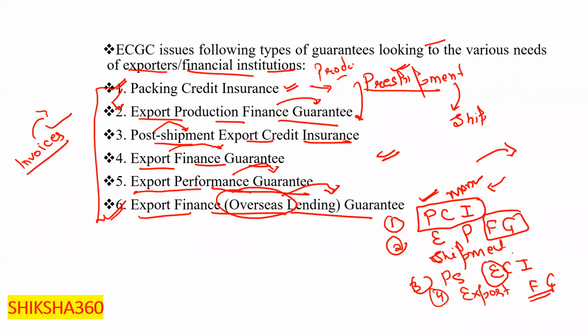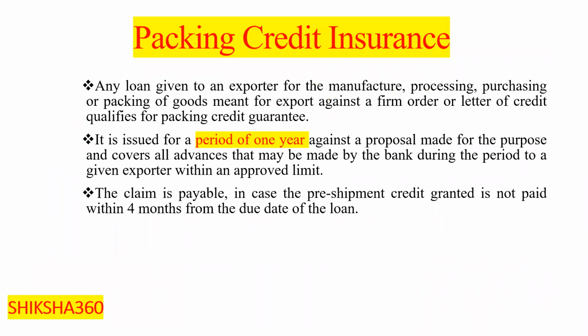Now let's move to the next topic, packaging credit insurance. What do we have to discuss under that? Any loan given to an exporter for the manufacture, processing, purchasing or packaging of goods. So the four things that come under packaging credit insurance are manufacture, processing, purchasing and packaging of goods, meant for export.